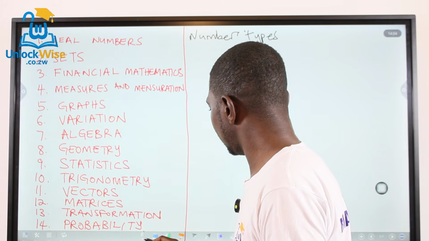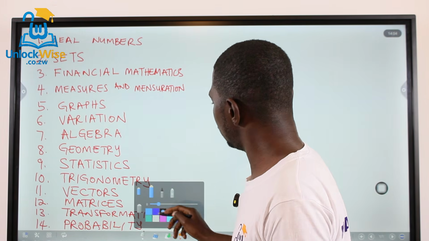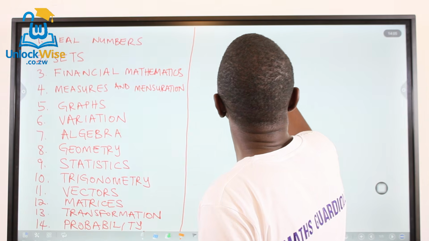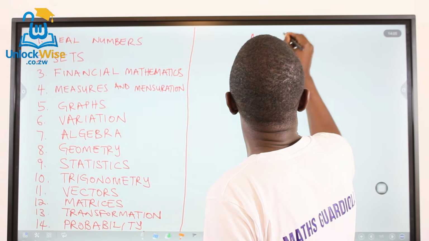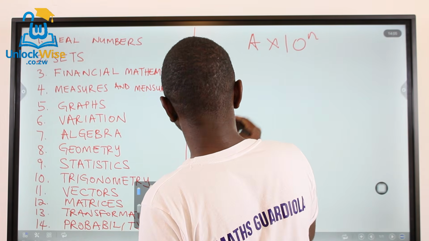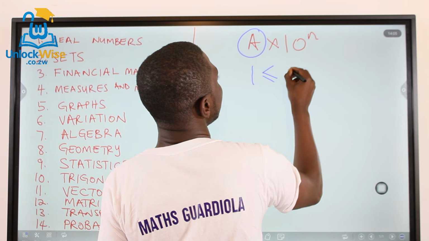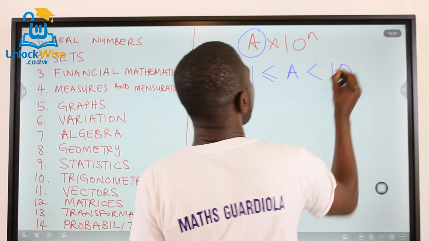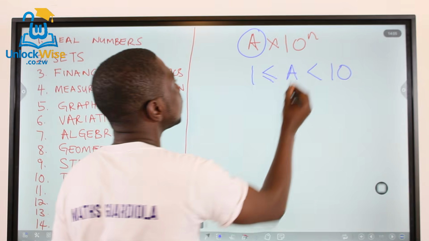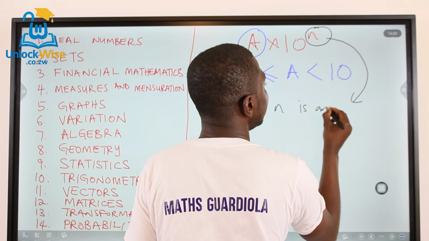Standard form, what I want you to know under standard form is to express a number in standard form, which is writing a number in the form a times 10 to the power n, of which a should be a number between 1 and 10, right? And n here is an integer.